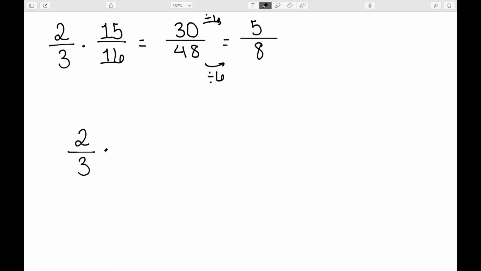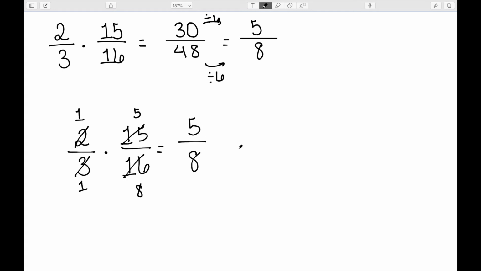On the other hand, let's suppose we want to simplify first. We need to cancel over the top and the bottom. The 2 and the 16 have a 2 in common. The 3 and the 15 have a 3 in common. That leaves me with a 1 and a 5. 1 times 5 is 5. 1 times 8 is 8. So either one of these is going to be an acceptable method.